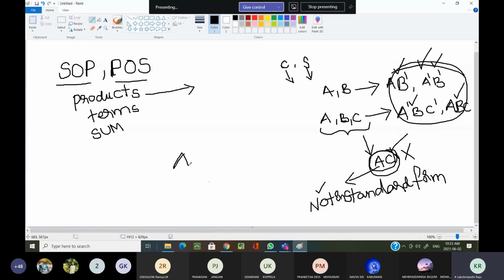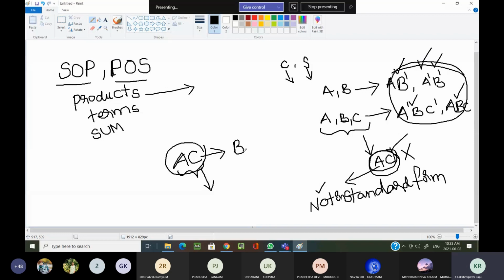I am saying that it is a product term, but it is not the complete product term. Complete is the standard term. Why? Because in this product term, one literal is missing. Which literal is missing? B is missing. That is the reason we can call it a product term, but this is not the complete product term.